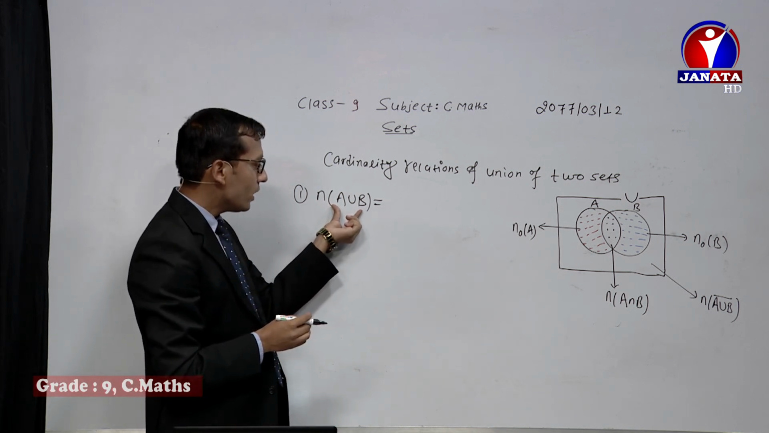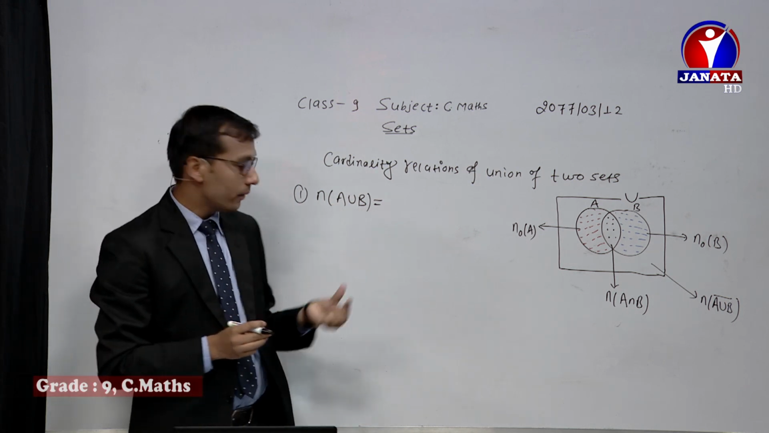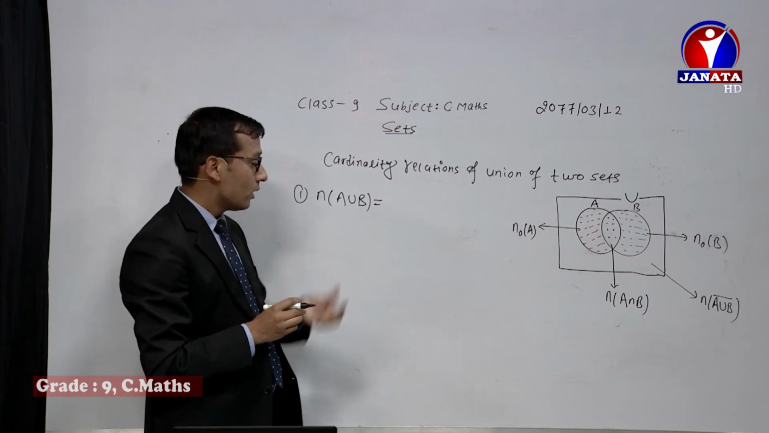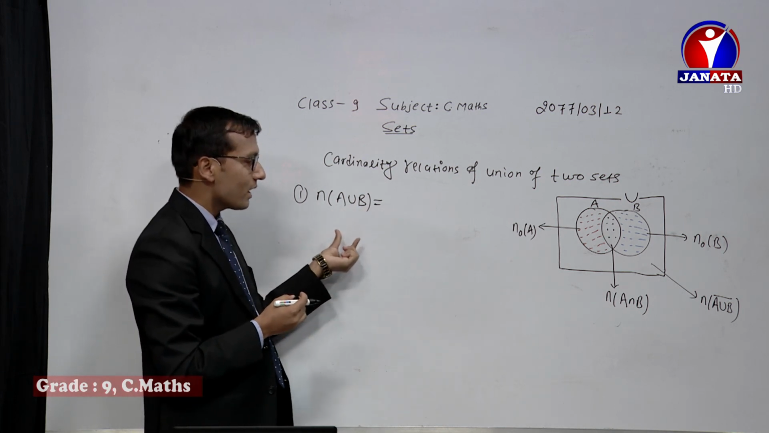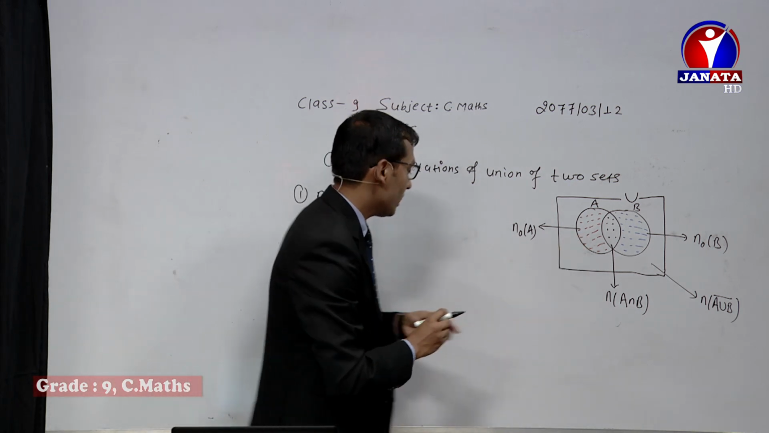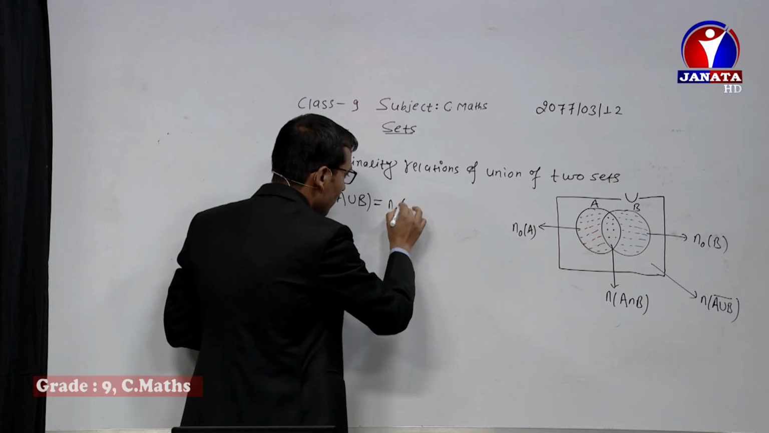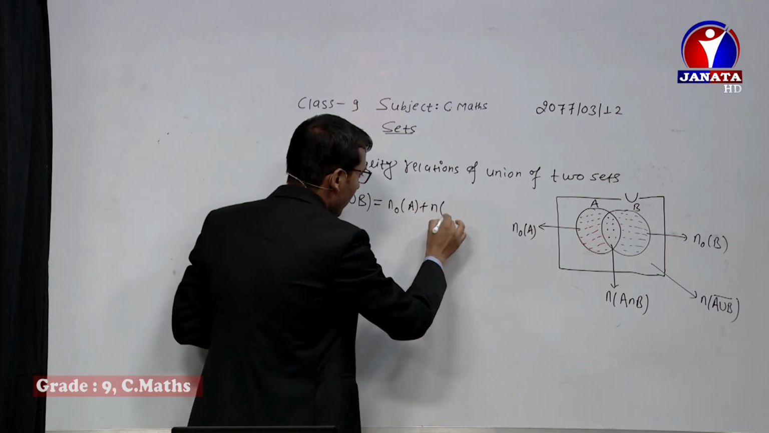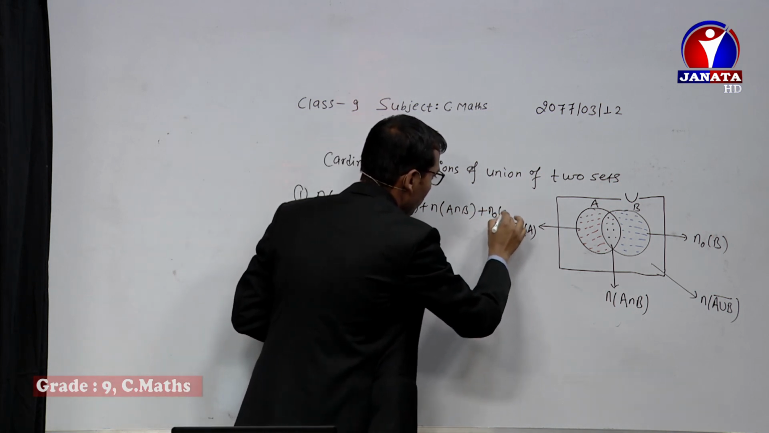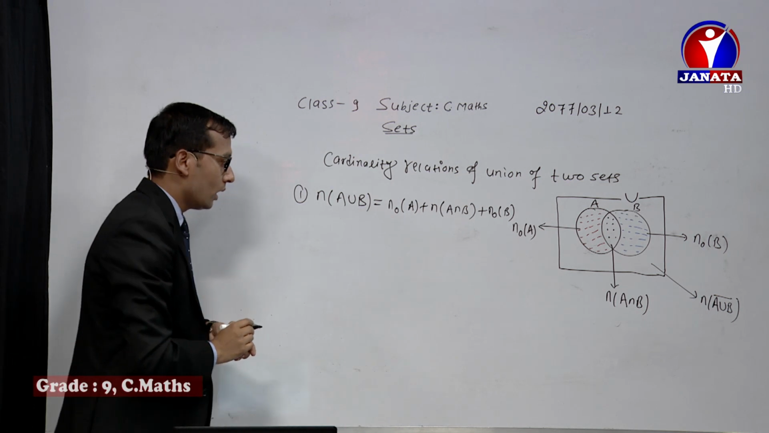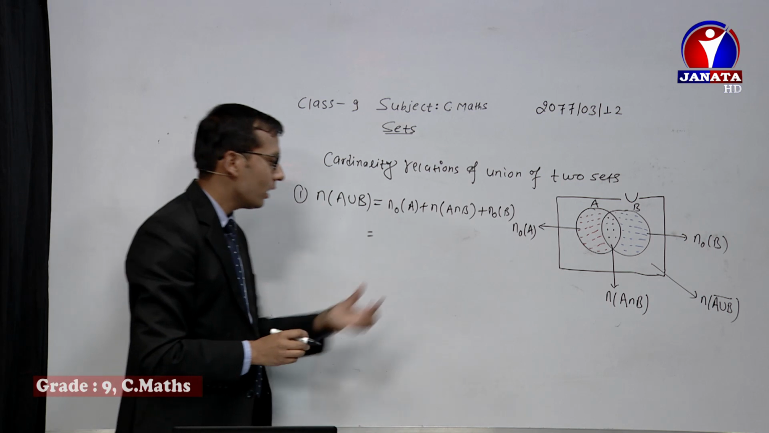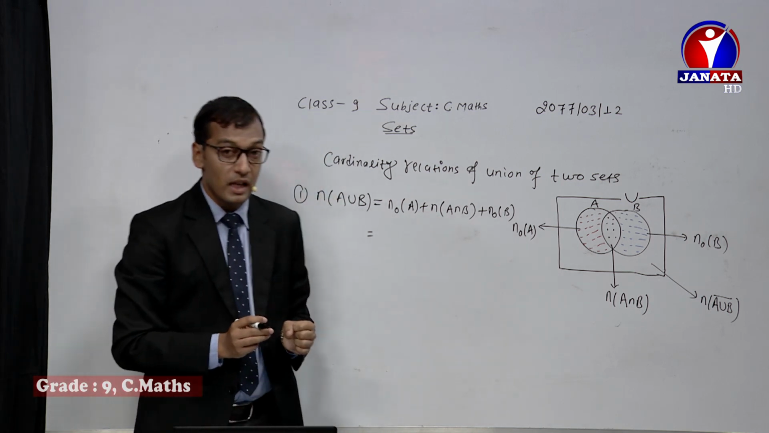The meaning of A union B is either elements of set A only, or elements of set B only, or we take elements of sets A and B both. So there are three regions. Let me write here: n only A plus n of A intersection B plus n only B. Let me derive a formula with the help of this Venn diagram method.